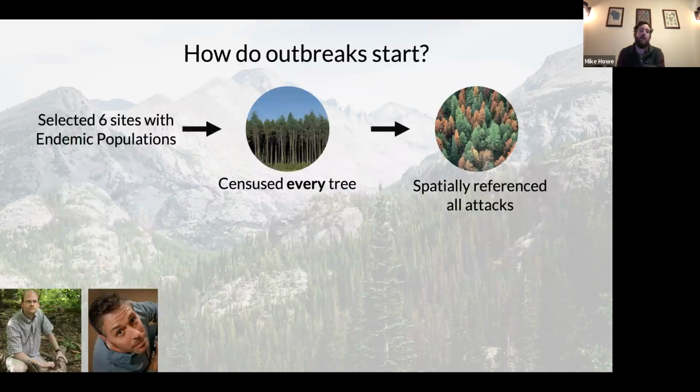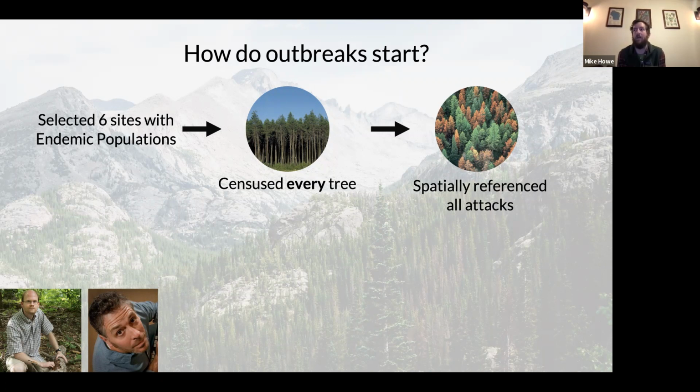Okay, so we wanted to figure out how outbreaks start. So this was some work that was originally designed by Brian Akama when he was a postdoc. So for those of you that know Brian, recognize that this study happened a long time ago. And so he set up 6 sites with endemic populations of mountain pine beetle.